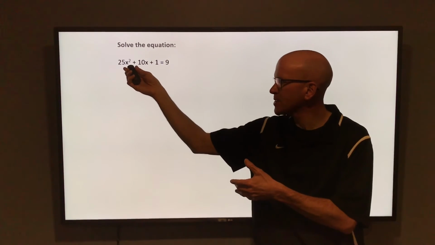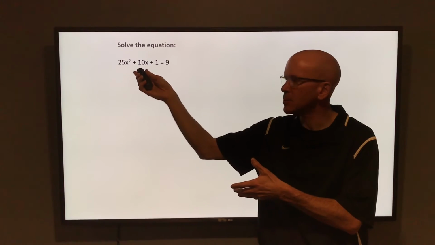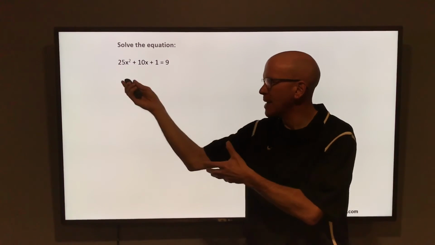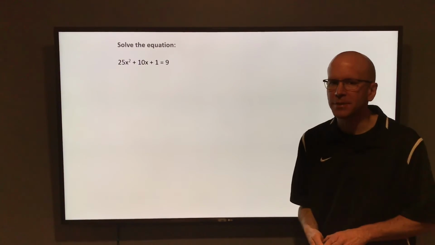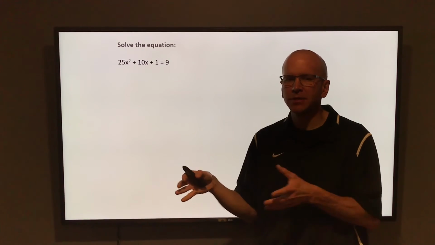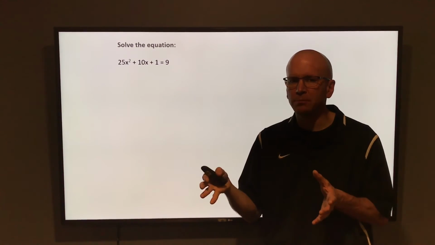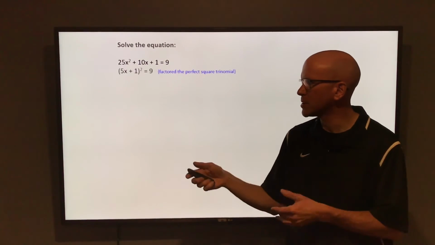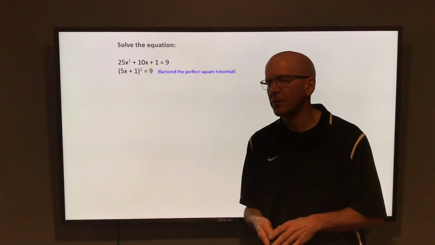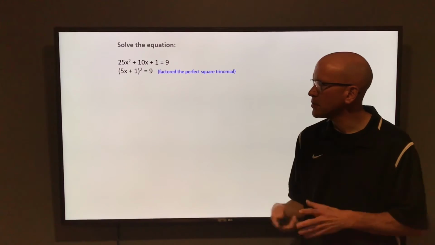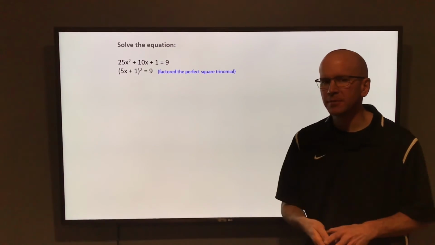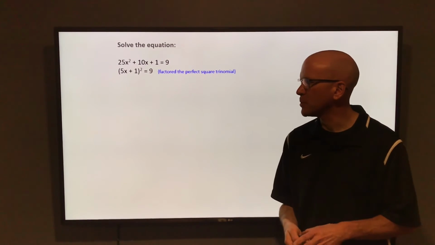Then in the middle, this has to be in the form of 2ab. So 2 times 5x times 1, that is 10x. So that is a perfect square trinomial on the left side. It's in the form of a squared plus 2ab plus b squared, and it simply factors into a plus b squared. So take your a, which is 5x, and your b, which is 1. 5x plus 1 squared is what that factors into. Now you could factor that by grouping, and you're still going to get the same thing: 5x plus 1 times 5x plus 1, or 5x plus 1 squared.